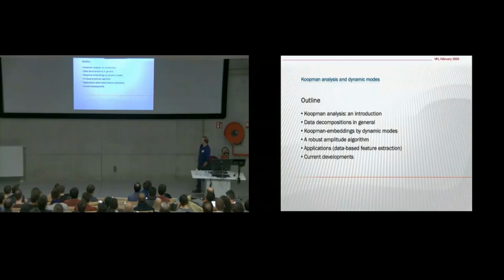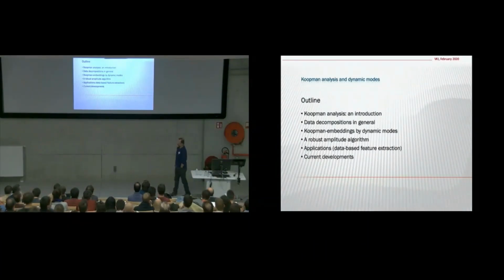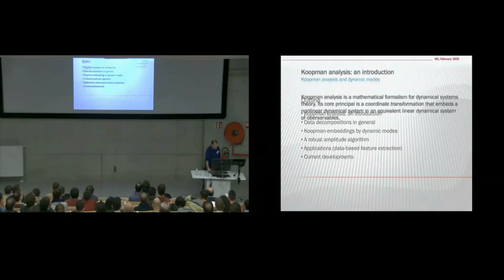I'm going to talk about Koopman embeddings by dynamic modes, a robust amplitude algorithm to figure out your amplitudes from experimental data that may have some outliers or some noise and uncertainty in it. And then we're going to go through some applications for data-based feature extraction. I picked 3 applications for a very specific reason. And then I'm going to show you also some current developments and some exciting new directions that dynamic modes and Koopman theory are actually going at the moment.